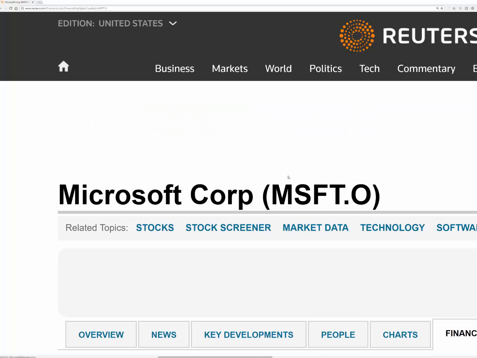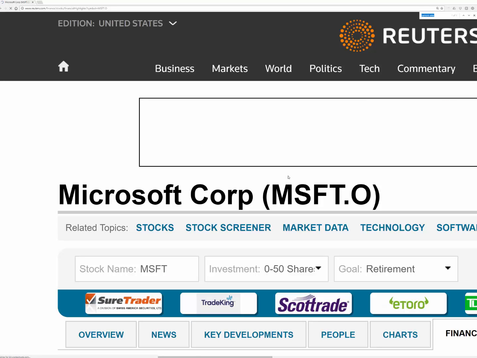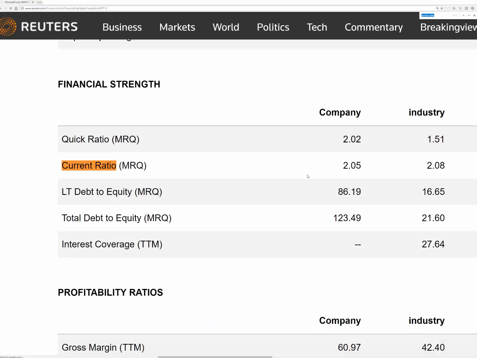So here's Microsoft. Let's search for current ratio. And then here you go. Notice how different the industry average is for Microsoft for a current ratio versus Amazon. And it looks like Microsoft's current ratio is about average compared to their competitors. So always look at a company's ratio compared to its industry's average, which means its competitors. Never go by just a rule of thumb.